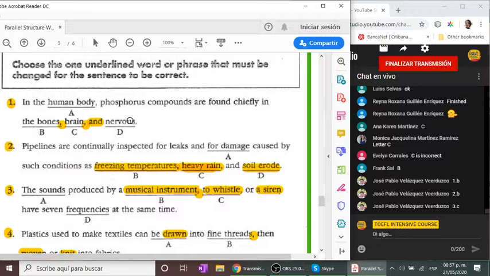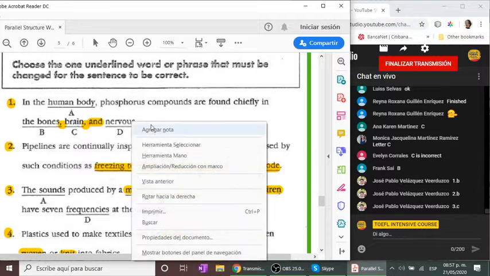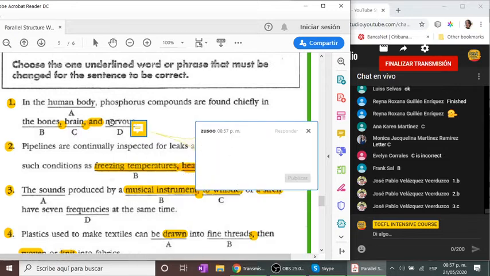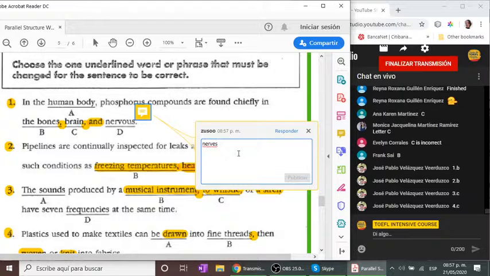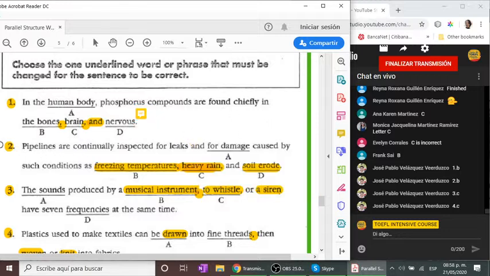Thank you. Perfect. So, in the human body, phosphorus compounds are found chiefly in the bones, brain, and then you have to get rid of D. D is wrong. That would have to say, and the nervous system. That would be correct. And the nervous system. Okay? But that's wrong. Okay. So. Next one.